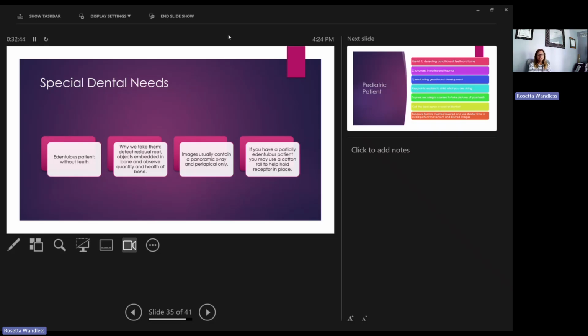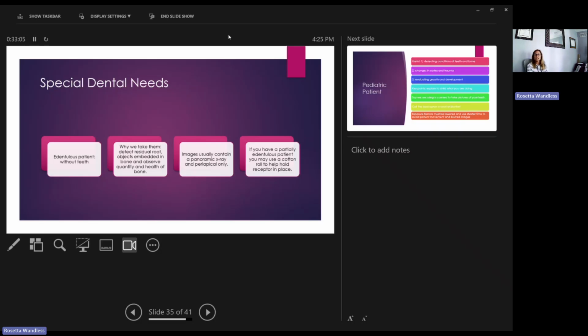Usually if somebody has had full mouth extractions, the bone recedes or absorbs. So sometimes they may want x-rays to see how much bone is there, especially if they're going down the road of maybe getting implants, or if their denture doesn't fit, they want to see the quality and the health of the bone.